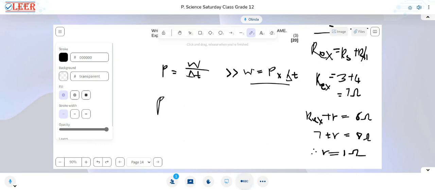We know that power is equal to I squared times R.